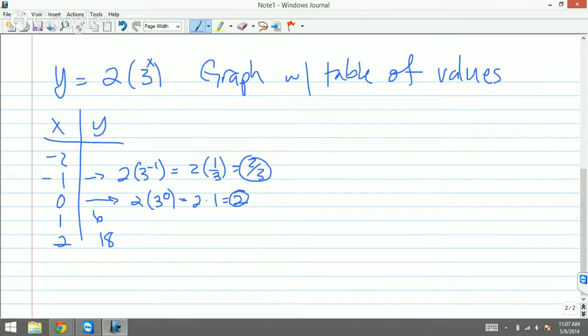Is it okay if we always use positive numbers? You have to use negatives because it shows the shape of the graph. So what is negative 2? What fraction does 3 to the negative 2 give us? You have negative 2 in the exponent, so it's 1 over 3 squared, which is 1/9. Times 2, it's 2/9. So you can see how those numbers are getting closer and closer to the x-axis.